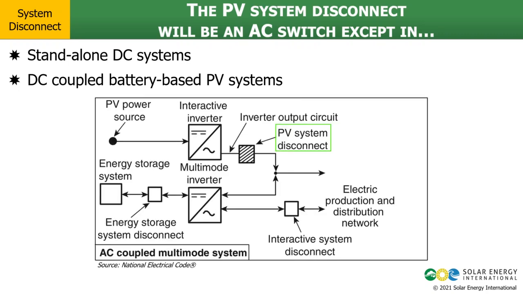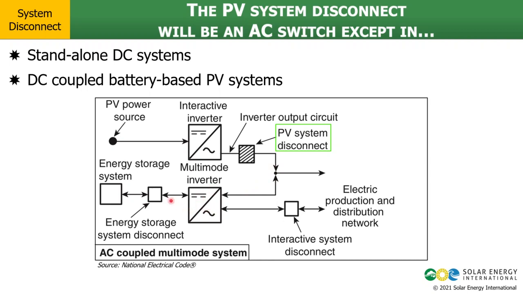Now here we see a diagram of an AC coupled system. At the top portion here, this is our PV array connected to a standard grid direct interactive inverter. On the inverter output circuit, we would have the PV system disconnect. This would connect to a point which is not shown in this diagram, but this would be your backed up loads panel. This arrow would go to your loads. This connection goes to your multi-mode inverter. So this panel is isolated from the rest of the loads in the house by this multi-mode inverter.